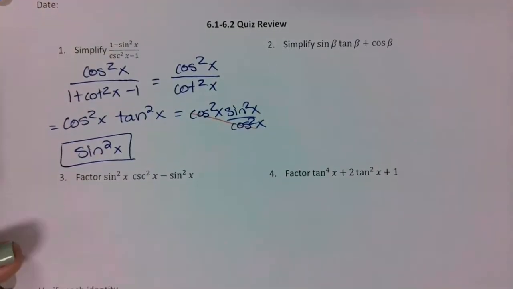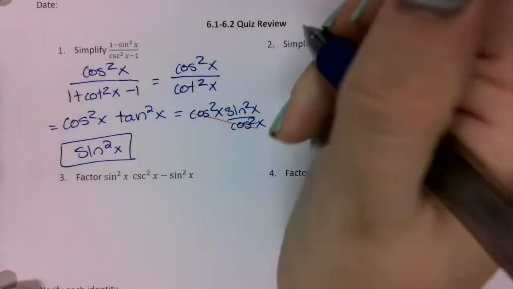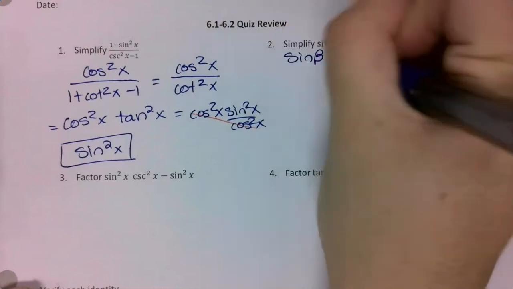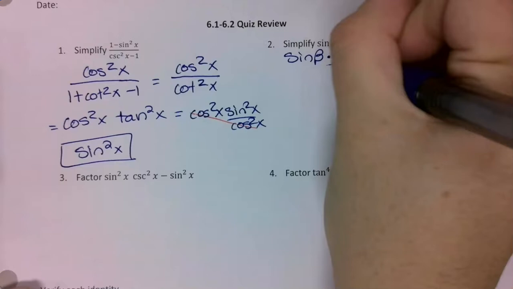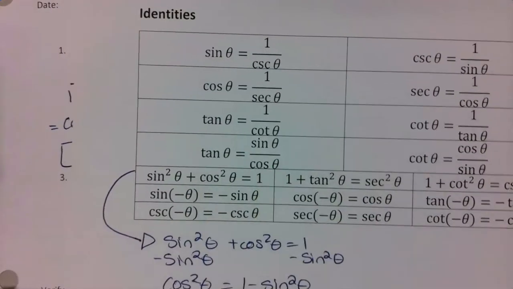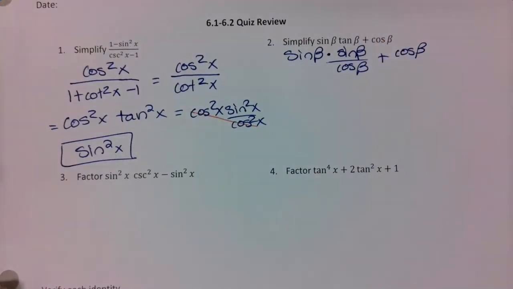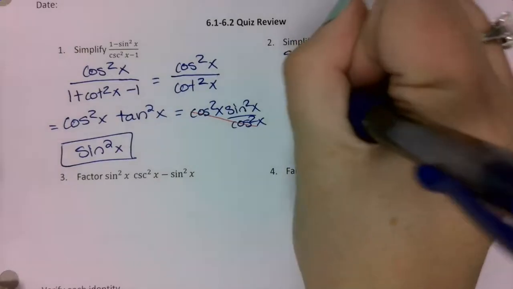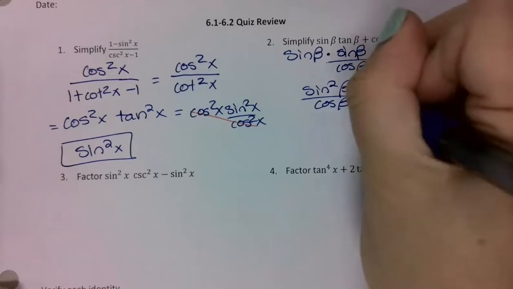On number 2, it wants me to simplify sine beta times tangent beta plus cosine beta. Since these are 3 different trig functions, I'm going to try and rewrite them as all sine and cosine. So I have sine of beta times sine of beta over cosine beta. Remember, this is coming from my quotient identity, that tangent is sine over cosine. And for now, my cosine is going to stay the same. I want to go ahead and multiply out front, so it's going to give me sine squared over cosine beta. And then my cosine beta is not changing.